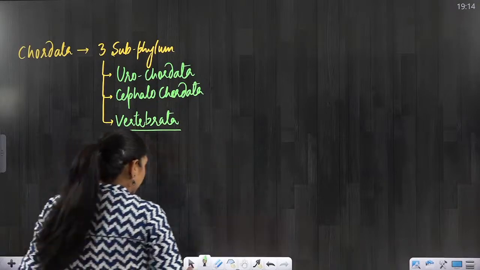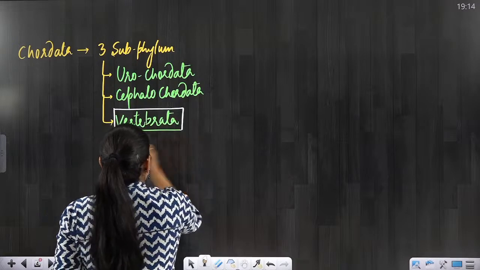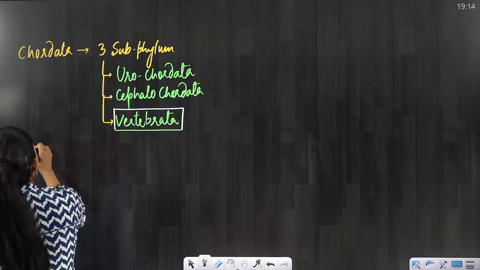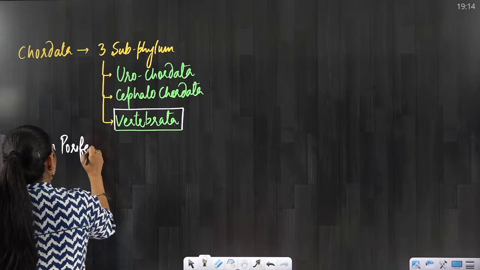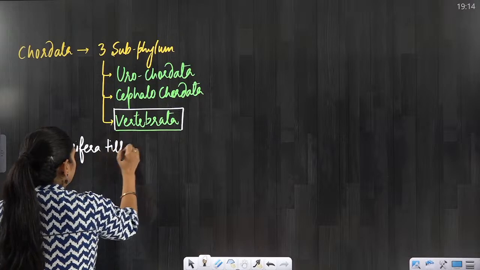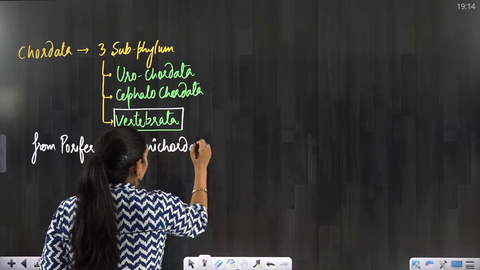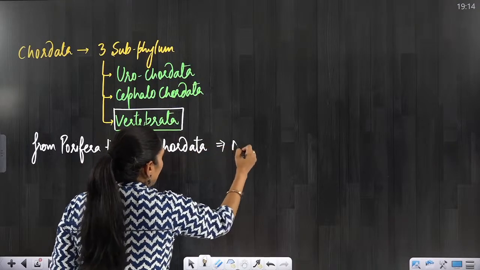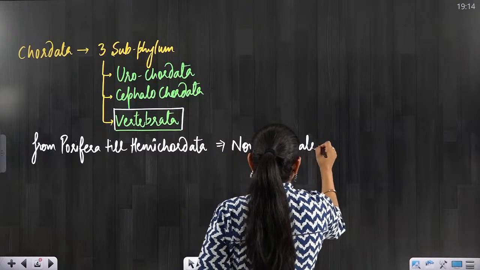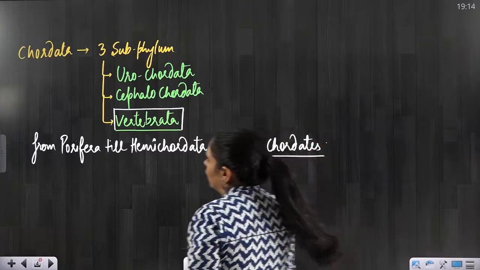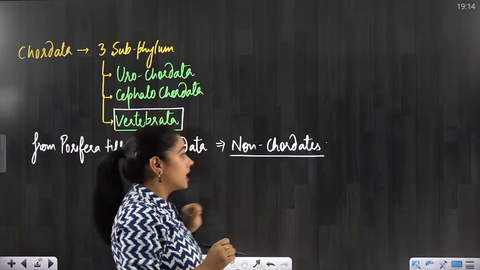Okay. So except Vertebrata, we can write from Porifera till Hemichordata, we are calling all these animals non-chordates, everyone. Yes or no? Please tell me in the comments if you are understanding, beta. So from Porifera phylum till Hemichordata, all are non-chordates.